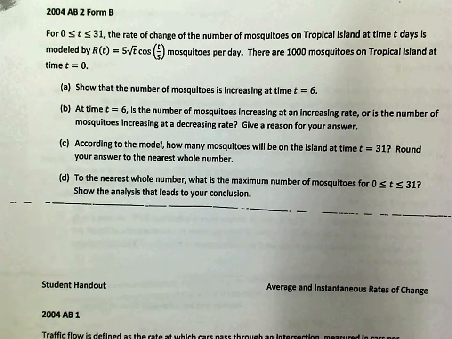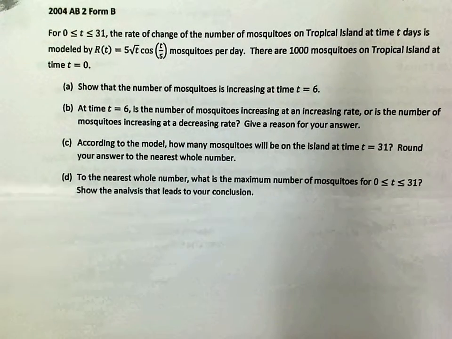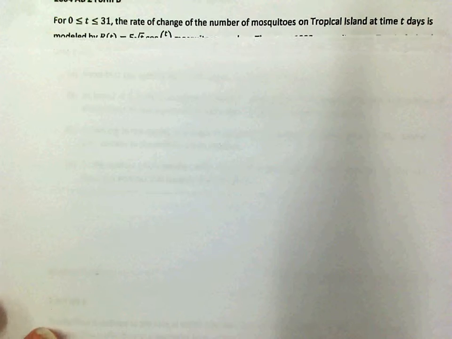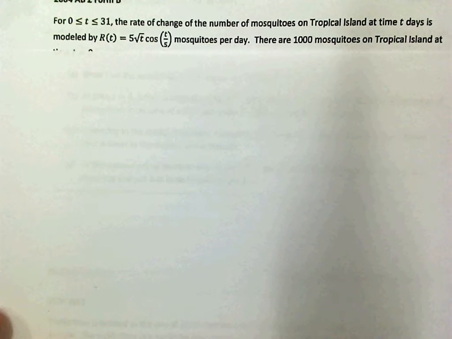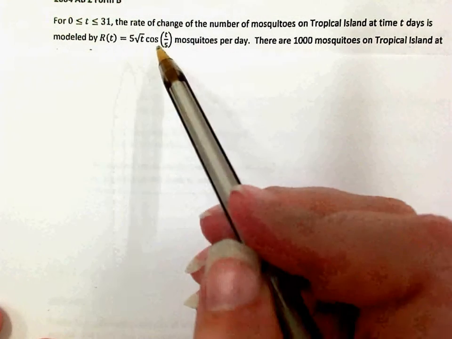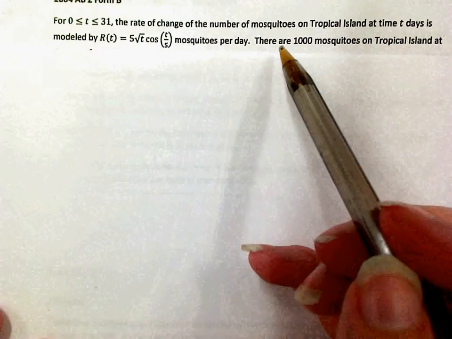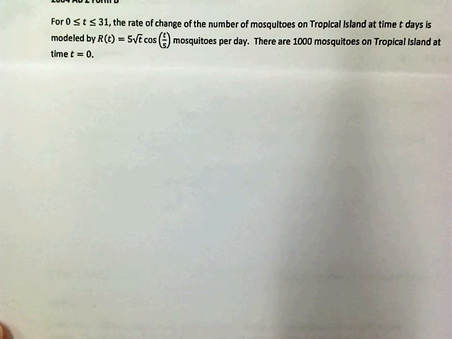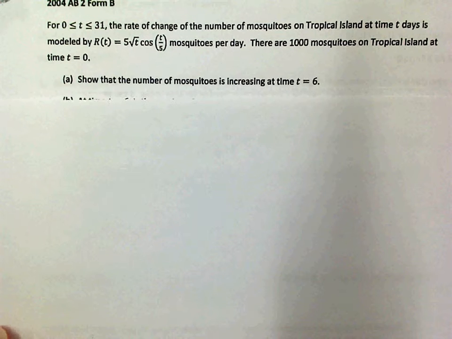Hopefully not right now. Okay. For 0 to 31, the rate of change of the number of mosquitoes on a tropical island at time t days is modeled by this function. So this is the rate of change, mosquitoes per day, right? There are 1,000 mosquitoes on the island at time 0, so that was my initial amount, yeah? So part A, show that the number of mosquitoes is increasing at time 6.